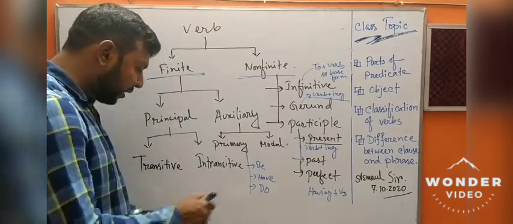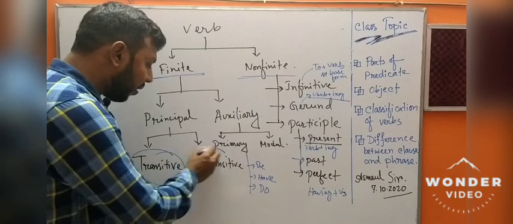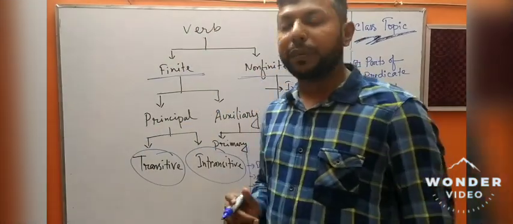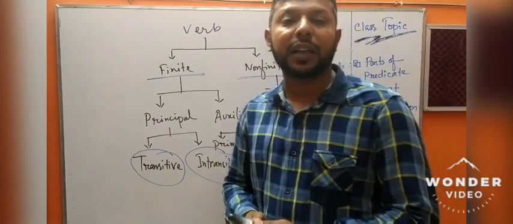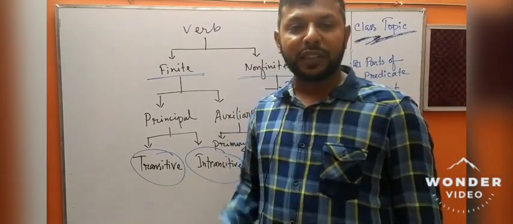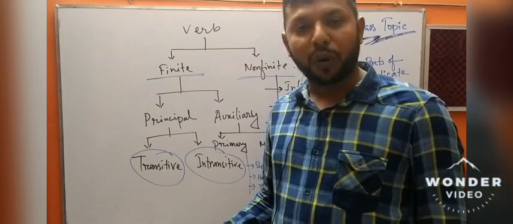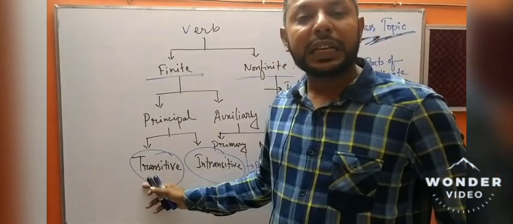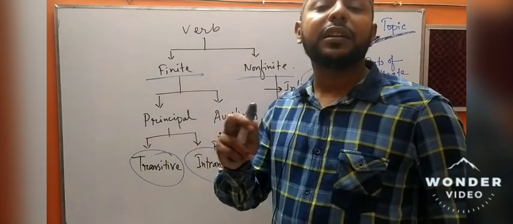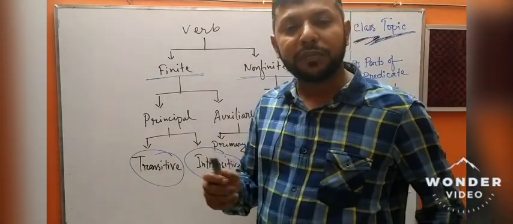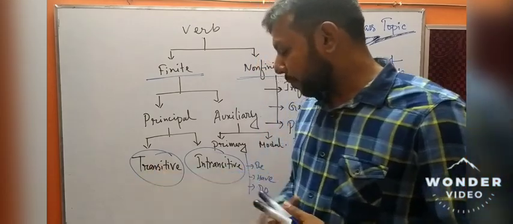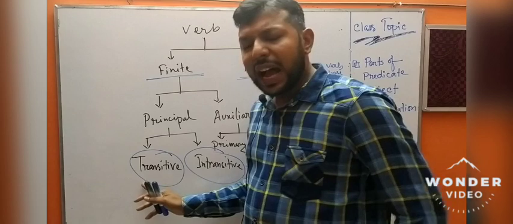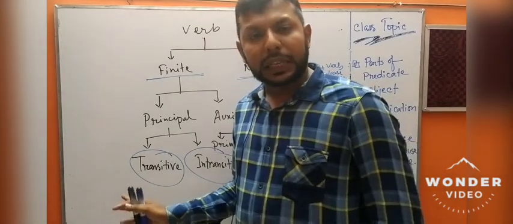Transitive and intransitive. My question is, what is transitive and what is intransitive? I want to discuss transitive and intransitive. That's why before discussing them, I have discussed object, because it is related to object. So, transitive means those verbs need an object. Jader object prayojon hoy. Jemon, for example, I ate or I eat.